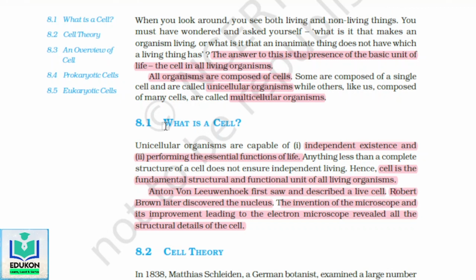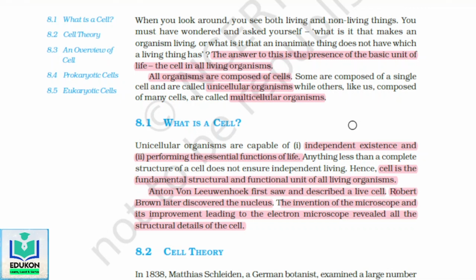Okay, so we have finished section 8.1, what is a cell. Till now, we saw the difference between living and non-living things. The living things are composed of the basic unit of life, that is the cell. Some are unicellular and some are multicellular organisms. Unicellular organisms are capable of independent existence and performing essential functions of life. And cells are the fundamental structural and functional unit of all living organisms.